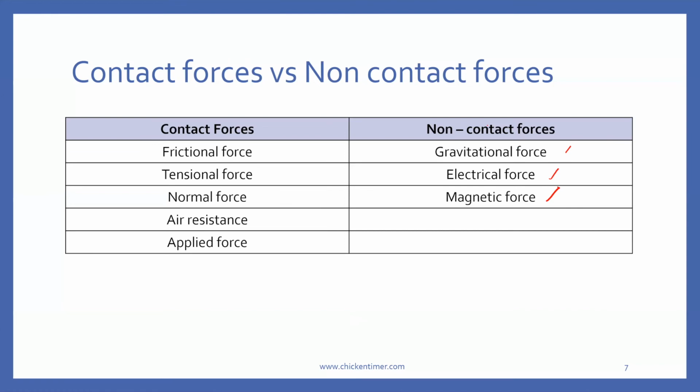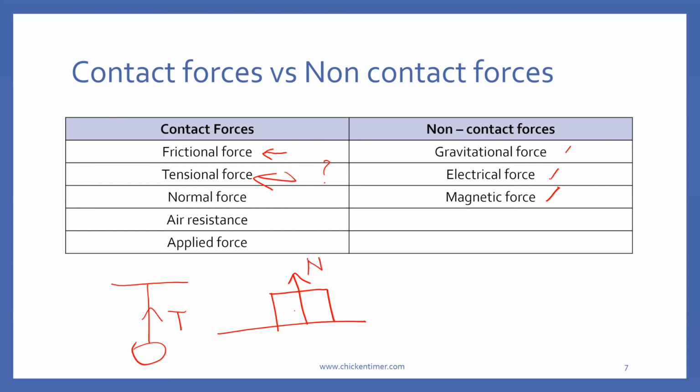Okay. So contact forces, you name frictional force. What is tensional force? When you're pulling something. If you hang something or you pull a rubber band, there's this force in between, in that rope, and that is tensional force. Then what is normal force? Normal contact force. So the thing is on the ground, and the normal contact force is the force that the ground exerts on the object.